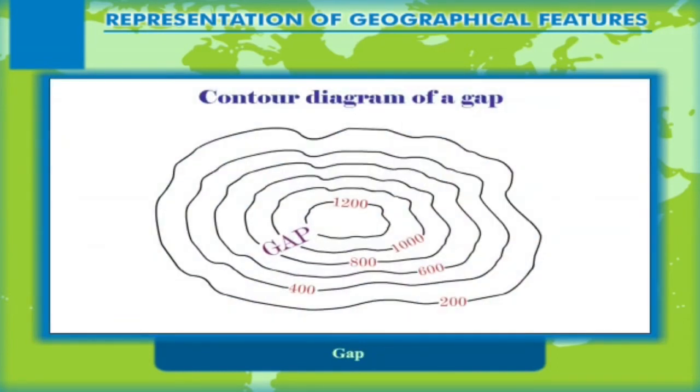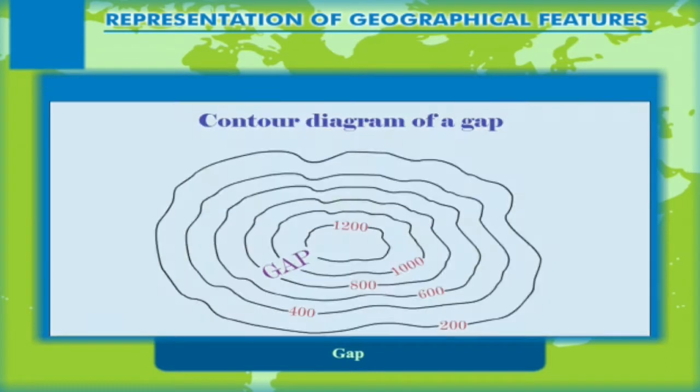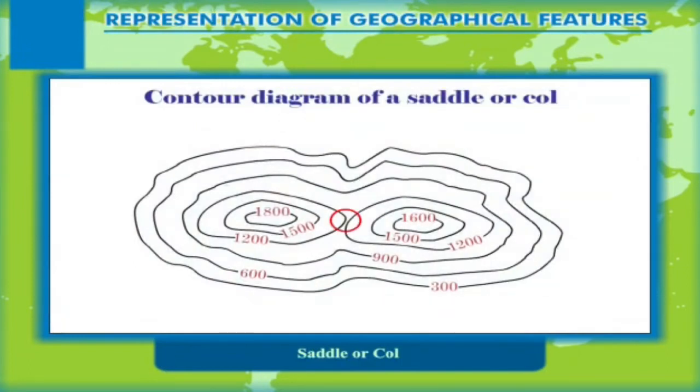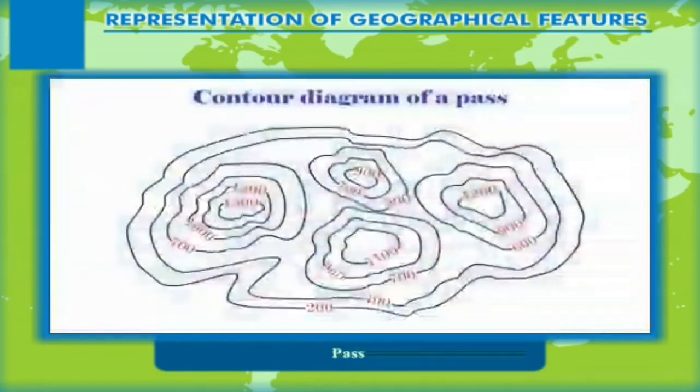Gap. A break in a line of hills or mountains affording a route through, similar to a gorge or ravine. Saddle or col. A low point along a ridge, as between two mountain peaks. Pass. A wide gap between a line of mountains in a mountain chain that provides natural access for animals and humans in high mountains.